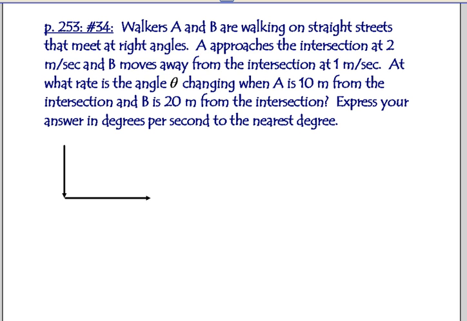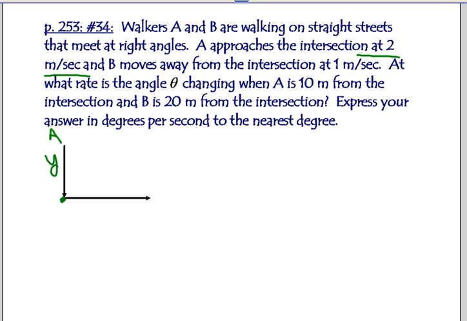Okay, this is problem number 34 of our related rates problems. We have a walker A and a walker B walking on straight streets that meet at right angles. A approaches the intersection at 2 meters per second, so we'll start to label this. Walker A, we're going to say, is up here. We're going to say the intersection is down here. Maybe we'll call this coordinate y. We have A approaching the intersection at 2 meters per second.